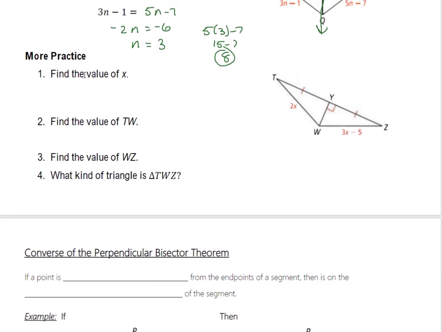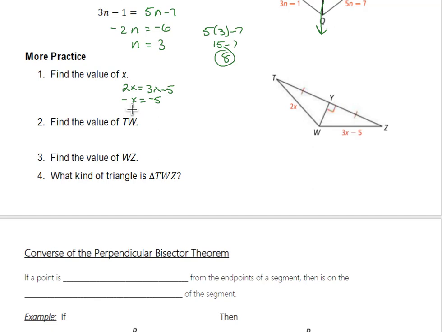Let's look at some more practice. We want to find the value of x. Again, WY is a perpendicular bisector of TZ. So W to Z is going to be the same distance as W to T, since a point that's on the perpendicular bisector is equidistant from the two endpoints. So that lets us say that 2x is equal to 3x minus 5. Take away 3x from both sides. Minus x is minus 5. Multiply by negative 1, x is equal to 5.